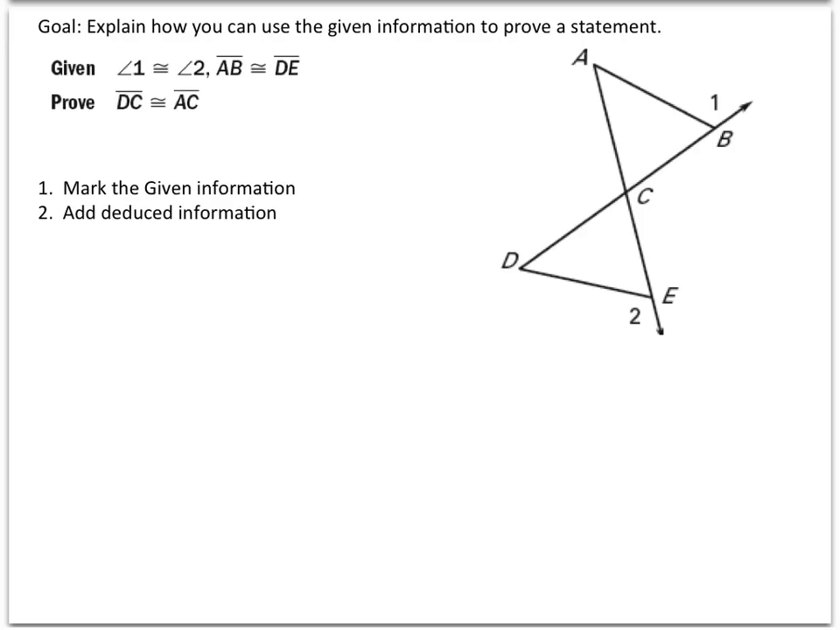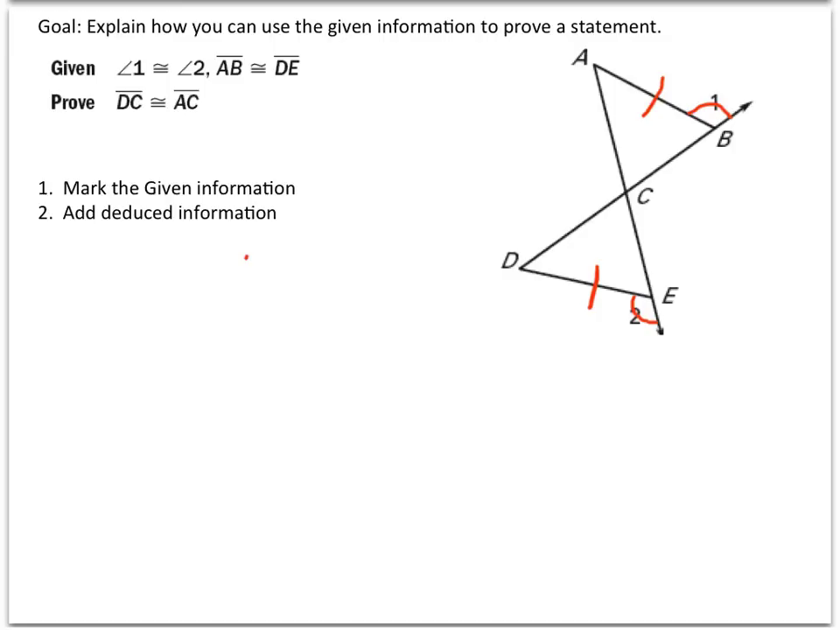In this section, you're going to be asked to explain how you can use given information to prove a statement is true. So this isn't necessarily a formal proof, but more of a thought process behind it. You have to first mark the given information. As I've already taught you in the last lesson, we're given that angle 1 is congruent to angle 2, so you can mark those congruencies. We're also given that side AB is congruent to DE, and we're trying to prove that DC is congruent to AC.